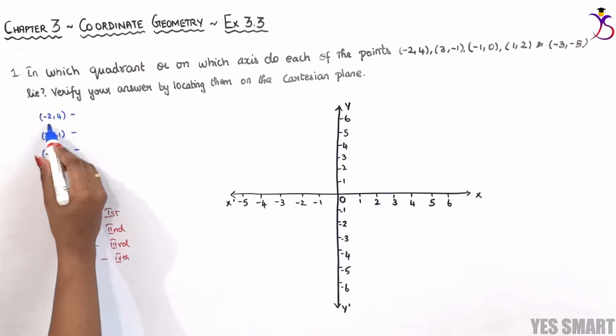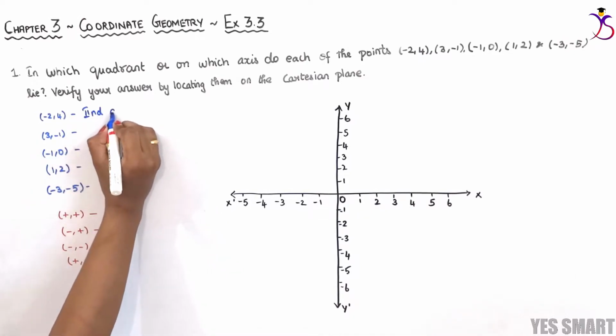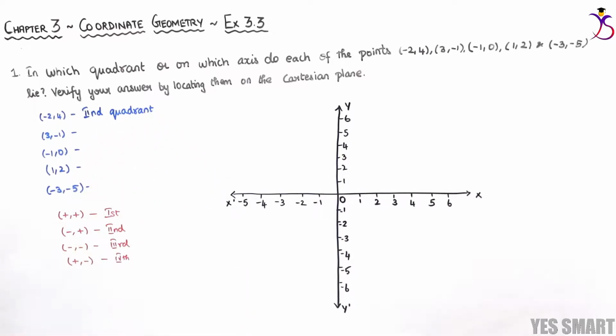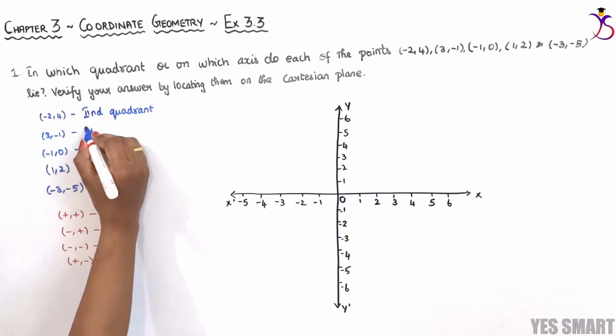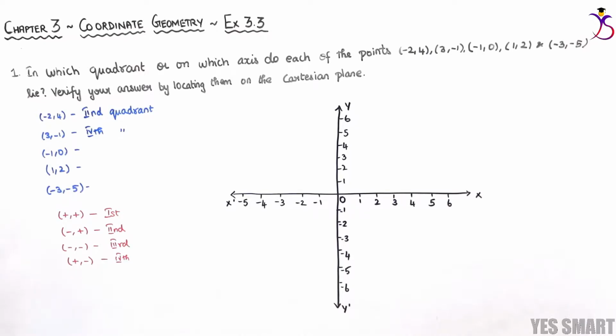Now, here we have minus plus, which is the second quadrant. In the second point, we have plus minus, which is the fourth quadrant. Then we have minus, 0.